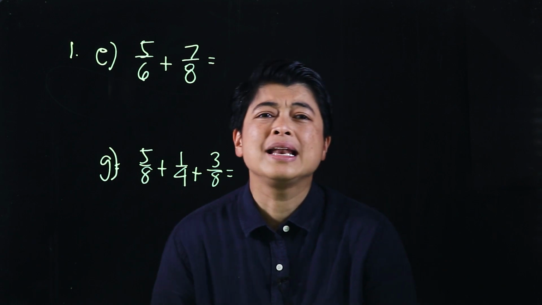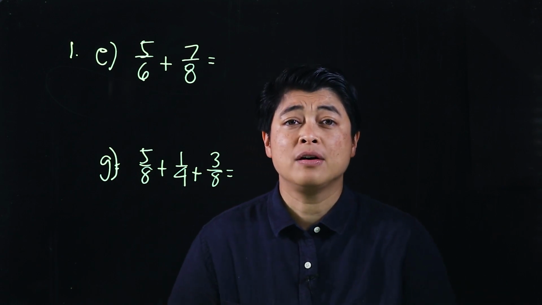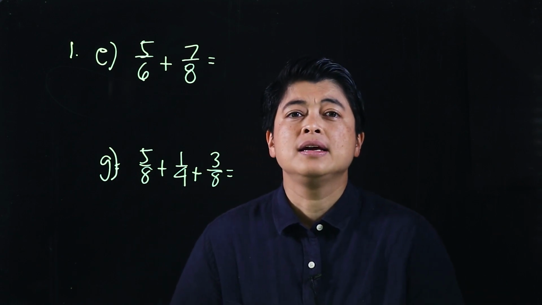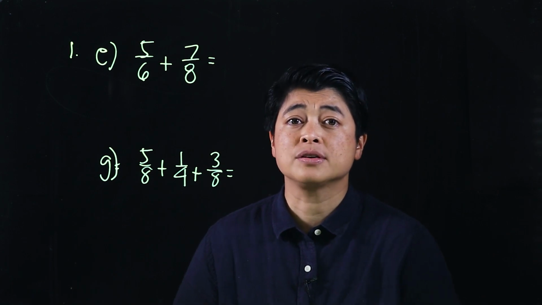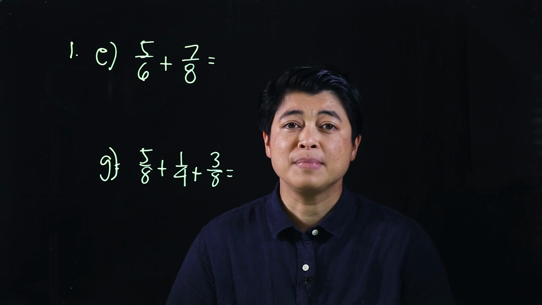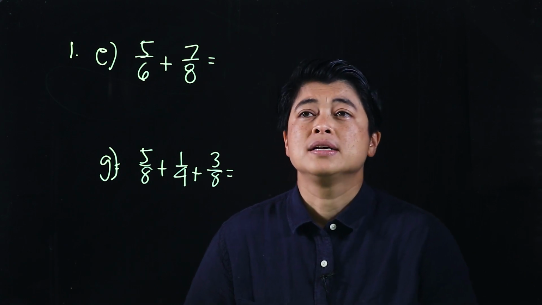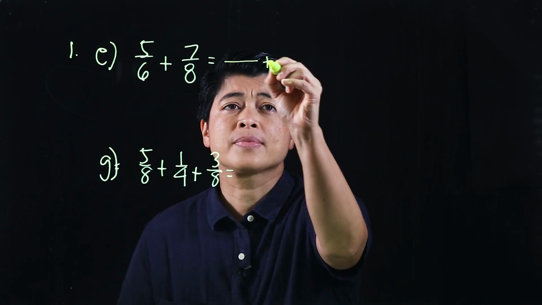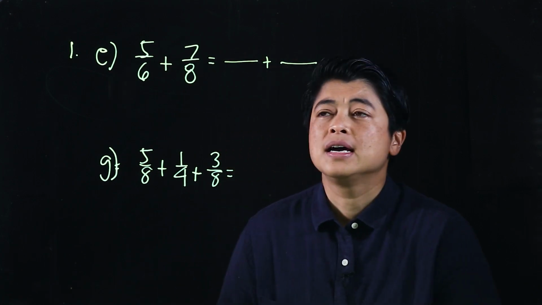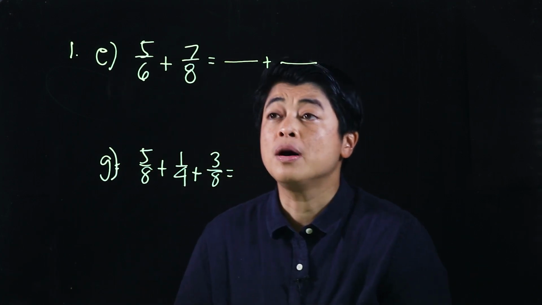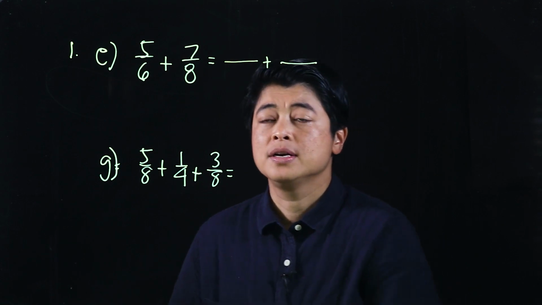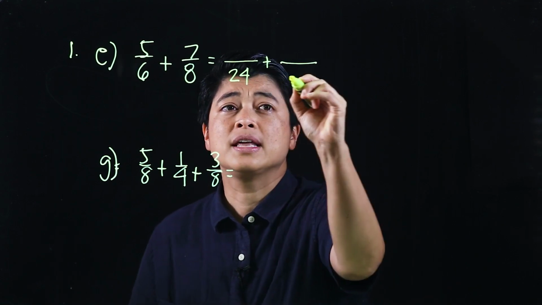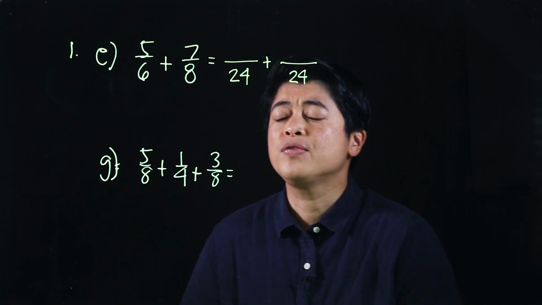Clearly we should know by now that we can only add and subtract fractions if they have the same denominator. So our goal is to first make the denominators the same. Here, the lowest common denominator happens to be 24. So how do we know that it's 24?